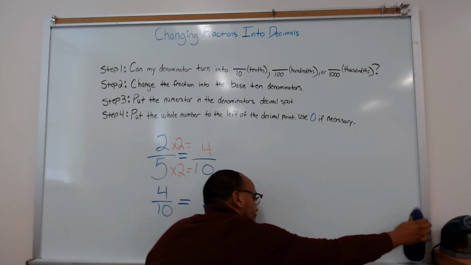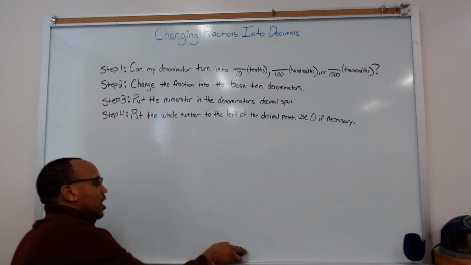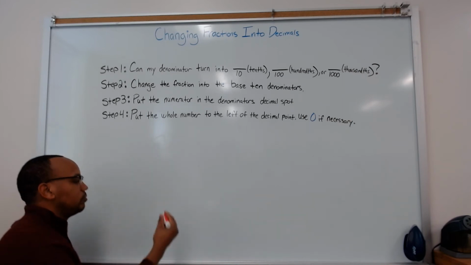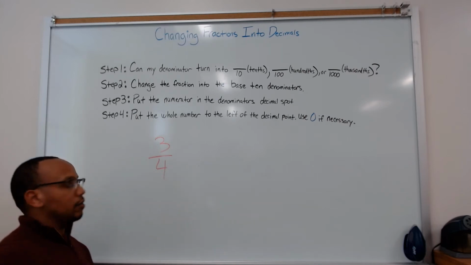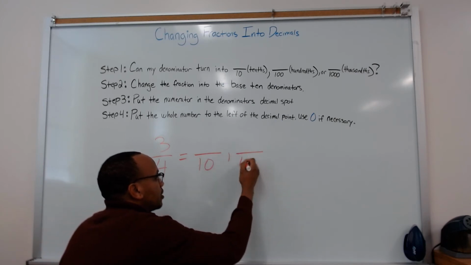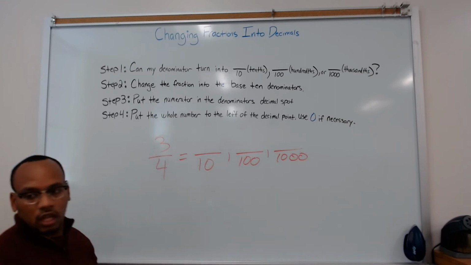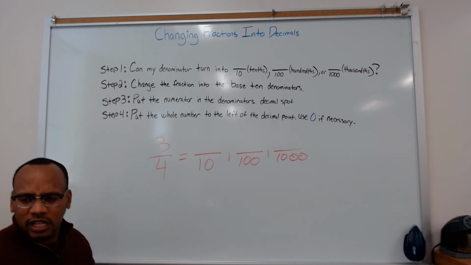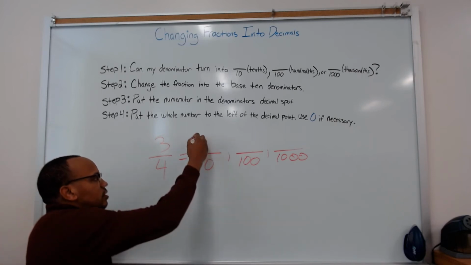All right? Now, I'll give you another example. I ain't going to leave you dry. Let's say I have 3/4. Well, I ask myself, 3/4, can it turn into tenths, hundredths, or thousandths? Well, 4 times 1 is 4, 4 times 2 is 8, 4 times 3 is 12, not 10. So fourths can't turn into tenths.